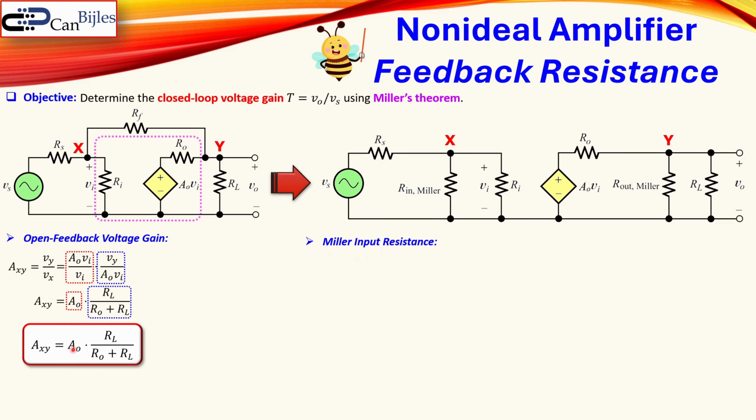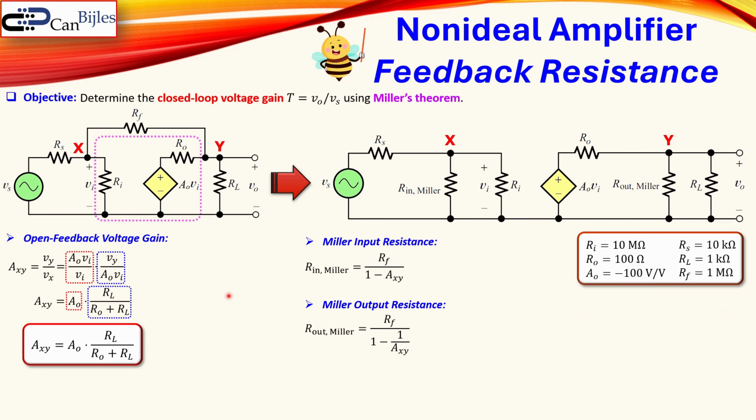Now we can continue, because this is what we need in order to go to the Miller input resistance. That's given by this formula. We have discussed this in the previous video, where we considered Miller's theorem and also derived the formula for that. So we have to divide our feedback resistance RF by 1 minus this open feedback voltage gain. Now we have the value, and we can also do that for the R out Miller by a similar expression, which we have also discussed in great detail in the other video: RF over 1 minus 1 over this open feedback voltage gain.